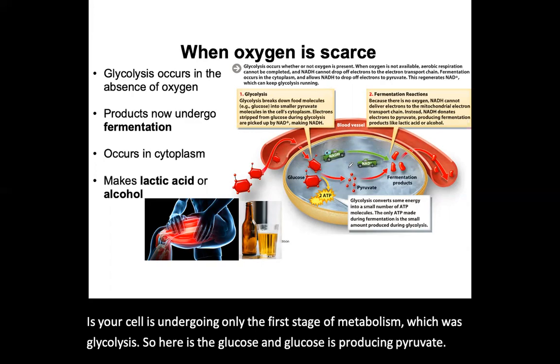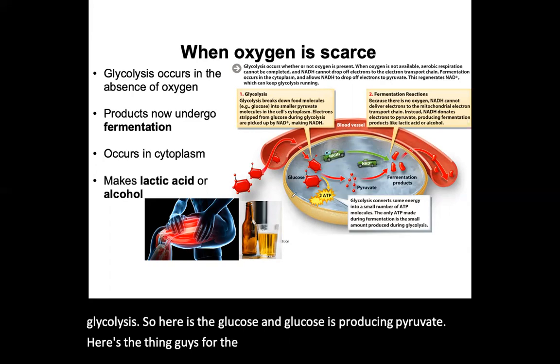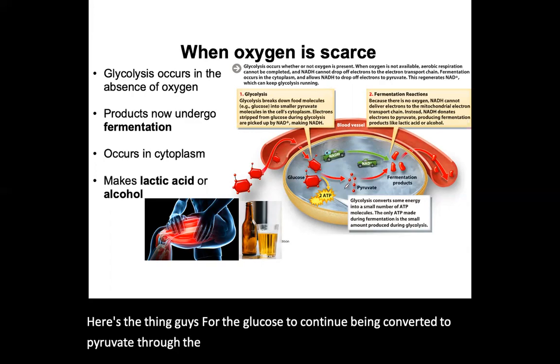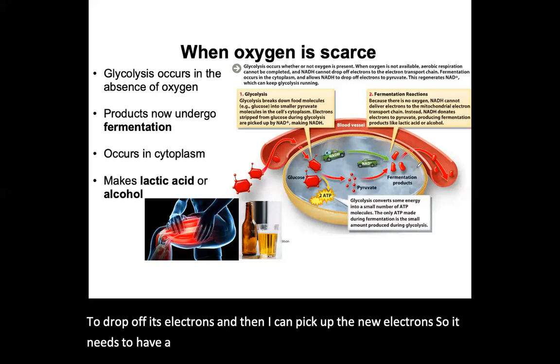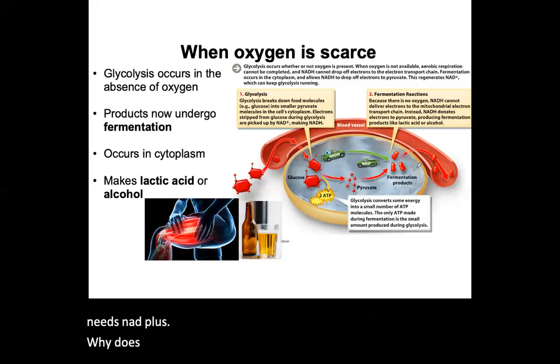Now here's the thing, guys. For the glucose to continue being converted to pyruvate through the process of glycolysis, what I do need is NADH to drop off its electrons, and then I can pick up the new electrons. So it needs to have a cycle, basically. So glucose, to get converted to pyruvate, needs NAD+. Why does it need the NAD+? Because it wants to give it electrons, so it becomes NADH.